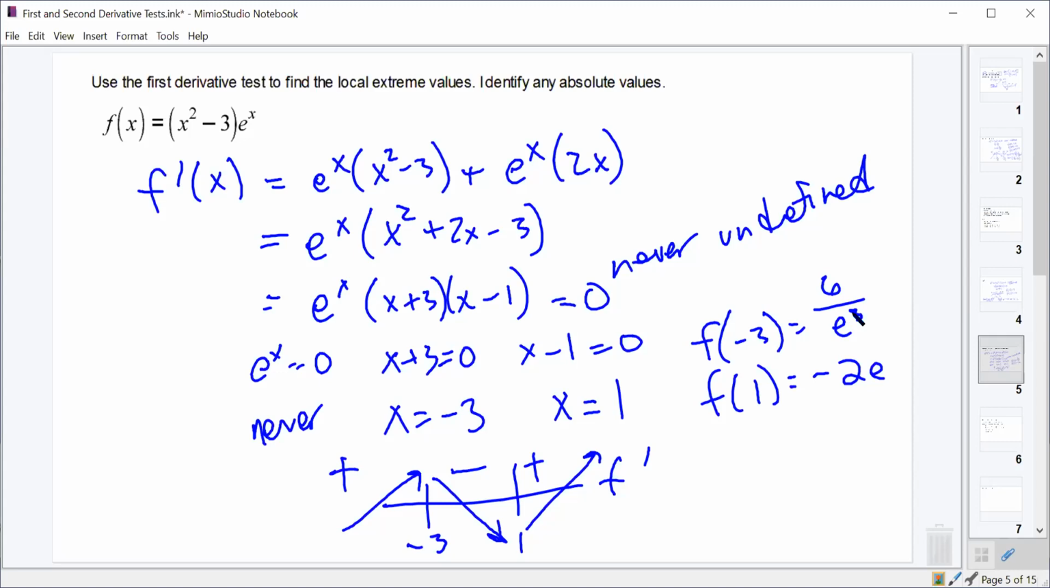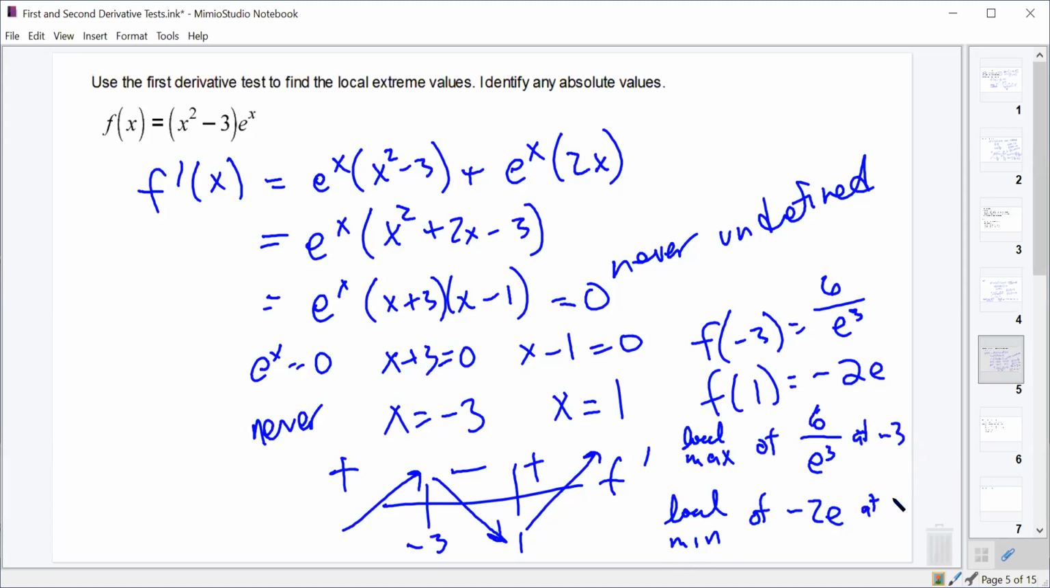Should we actually approximate it, or do you just want us to leave it in terms of e? No, in terms of e is fine. If you were graphing it or something, you need to approximate it just to know about what it is, but that's fine. So we have a local max of 6 over e cubed, and we have a local min of negative 2e, and this one is at negative 3, and this is at 1.